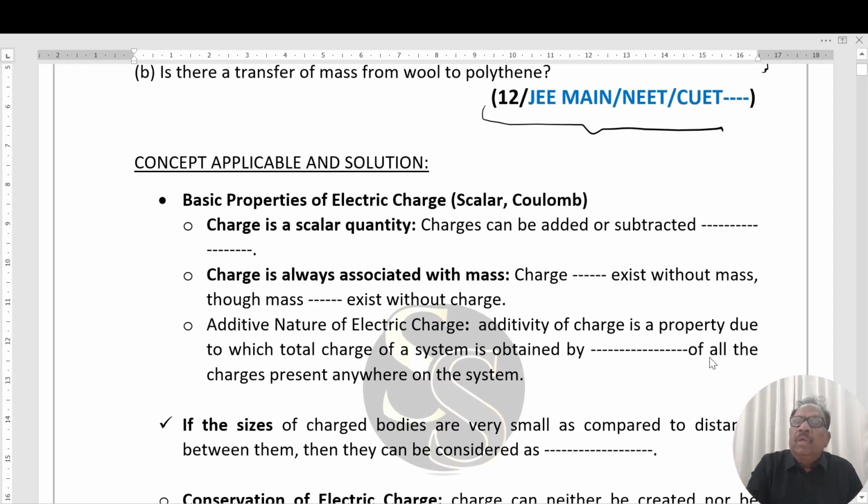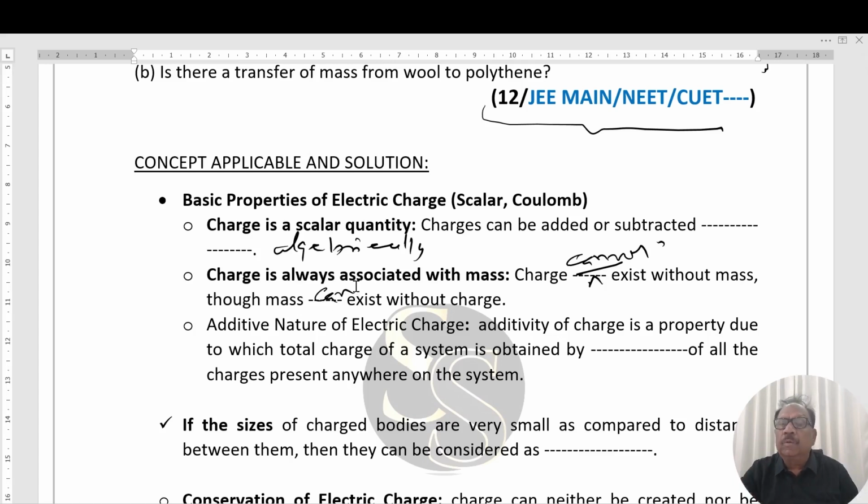Basic properties: charge is a scalar quantity. Charge can be added algebraically. Algebraically, simple plus minus, right? Charge cannot exist without mass, though mass can exist without charge.